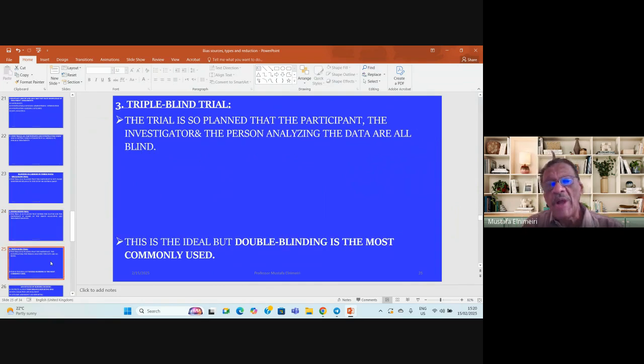And then we talk about the triple-blind trial, and the trial is so planned that the participant, the investigators, and the person carrying out the analysis, the analyst of the data, are all blind. They don't know who belongs to the treatment group and who belongs to the control group. And this is the ideal, but the double-blind trial is the most commonly used.